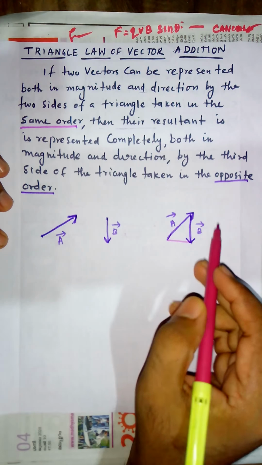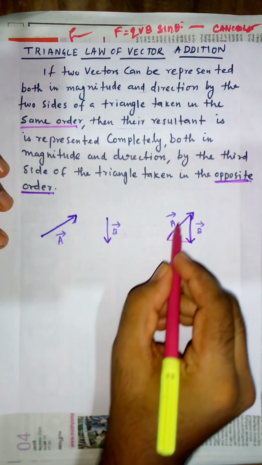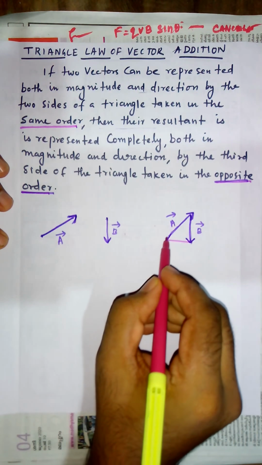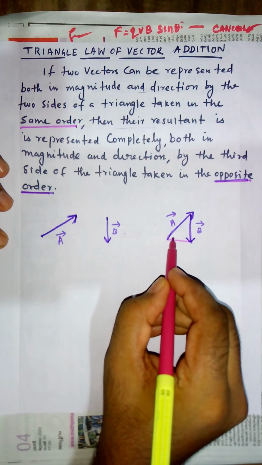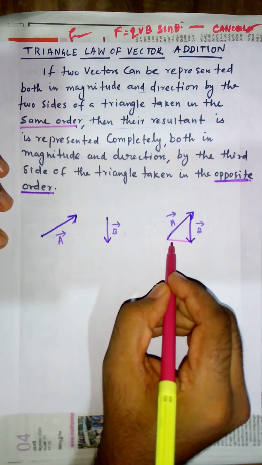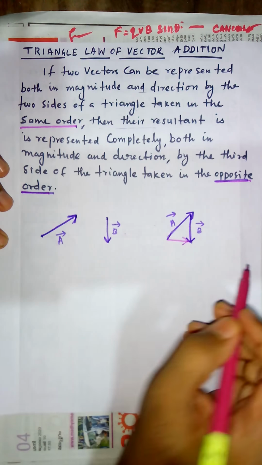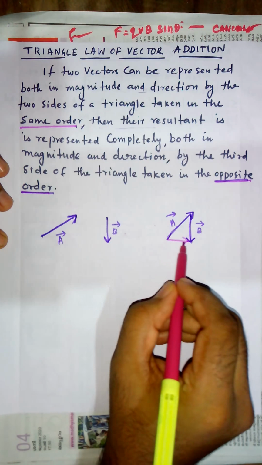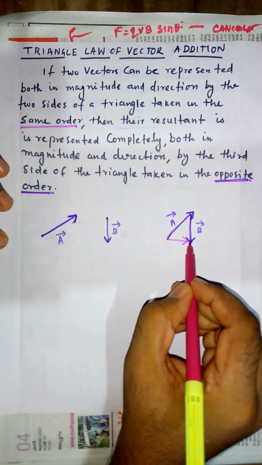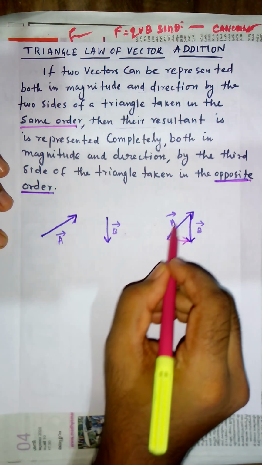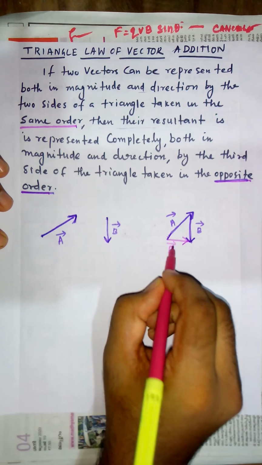Okay, so the third side of the triangle is this, right? And one more thing you have to understand, this should be taken in the opposite order. Opposite order means not in this order. If I take the third side of the triangle in this order, the arrow mark will come here, but the arrow mark will come here. So this is the opposite order. This is the order of vector A and B, and this is opposite to the order of A and B.